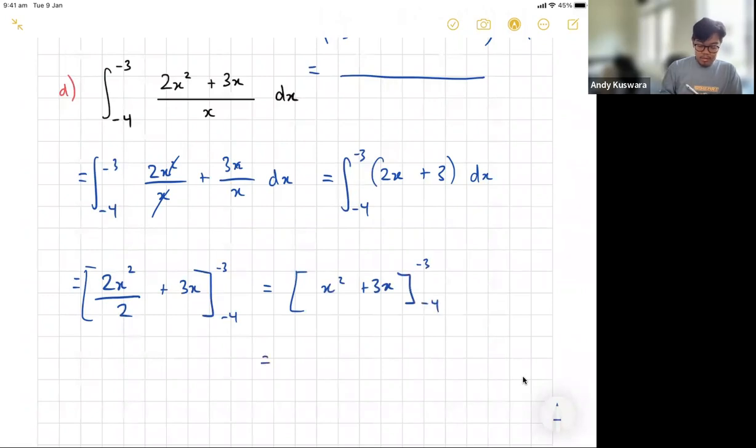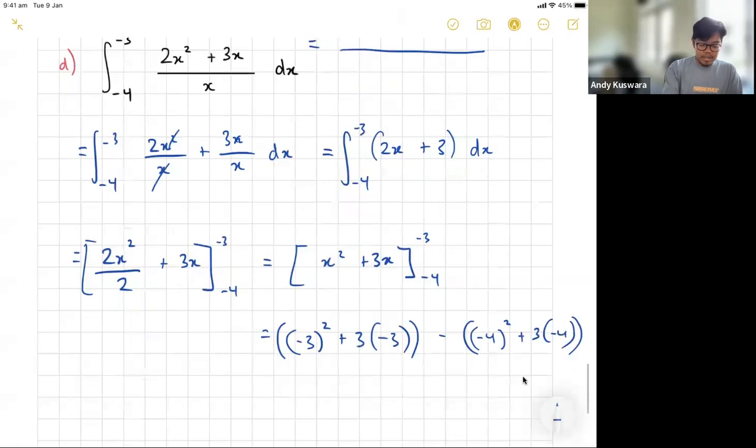And now we just substitute in the values, top first, and then we take away the bottom. Now, one thing that I should note here, be very careful with your bracketing. Okay, so I'm going to do giant brackets here so I can see what's going on. So I'm going to do -3 squared plus 3 times -3. That's the first bracket. Now take away what happens when I substitute in -4 as x. I get -4 squared plus 3 times -4.